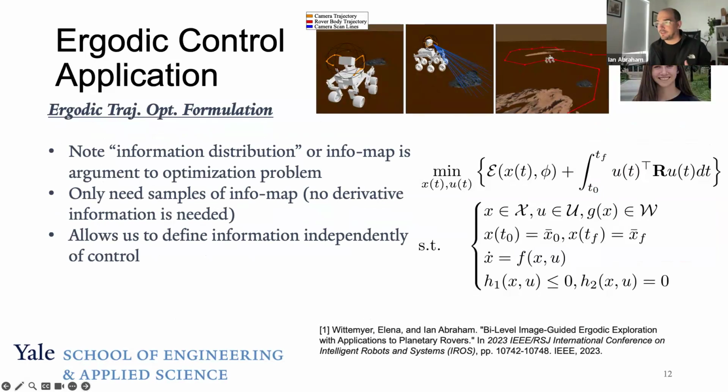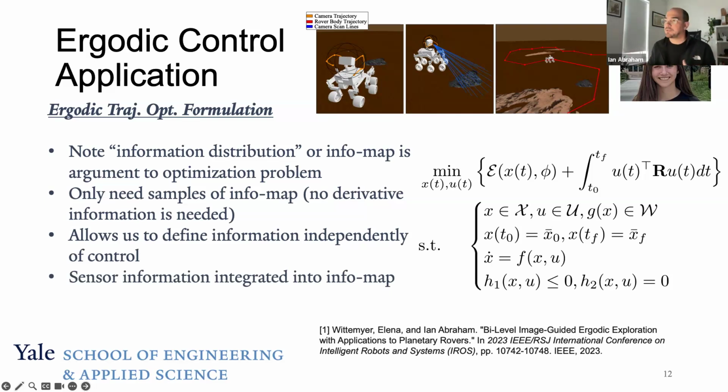And so we actually get to establish the control problem and the information and the sensing problem as independent of one another. The other thing is that your sensor constraints are actually not even explicitly defined. They actually get brought into the way we define information.